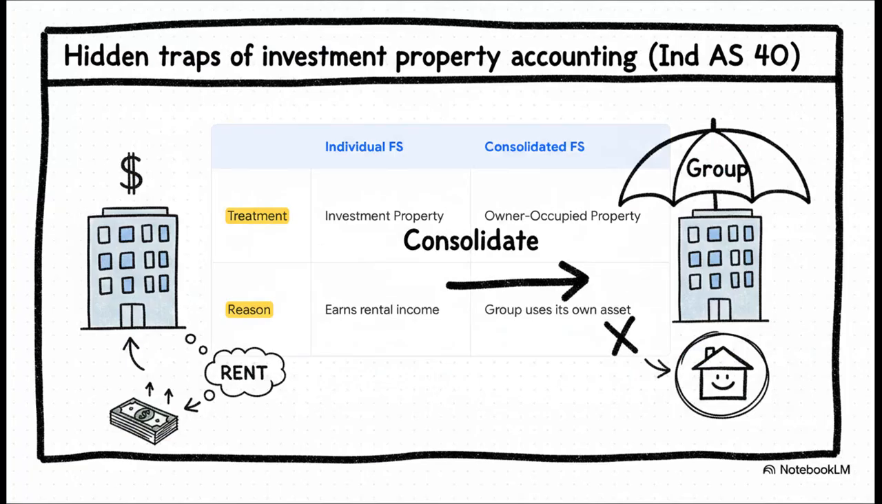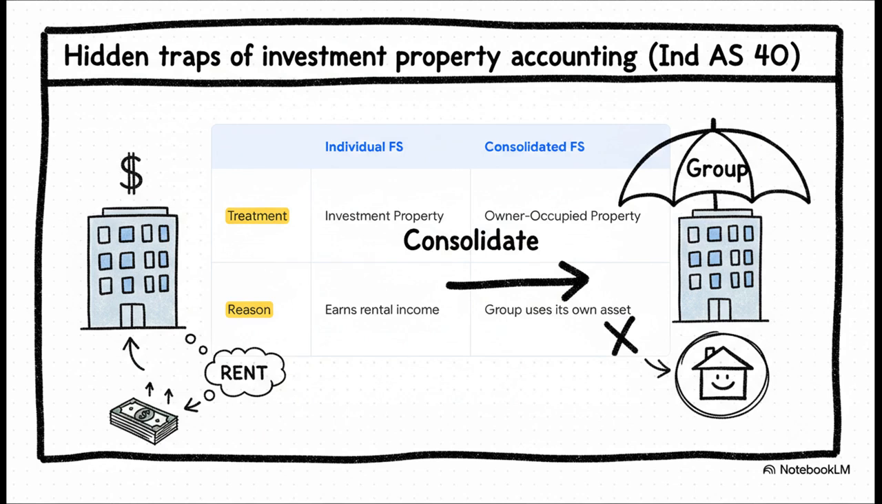Okay, so check this out. On the subsidiary's own books, the building is an investment property. Makes sense, right? They're earning rent from it. But the moment you zoom out and look at the consolidated financial statements for the entire group, the picture completely changes. From the group's perspective, it's just one part of the company renting to another part. That internal rent disappears in consolidation, and all of a sudden, that same building is now classified as owner-occupied property.